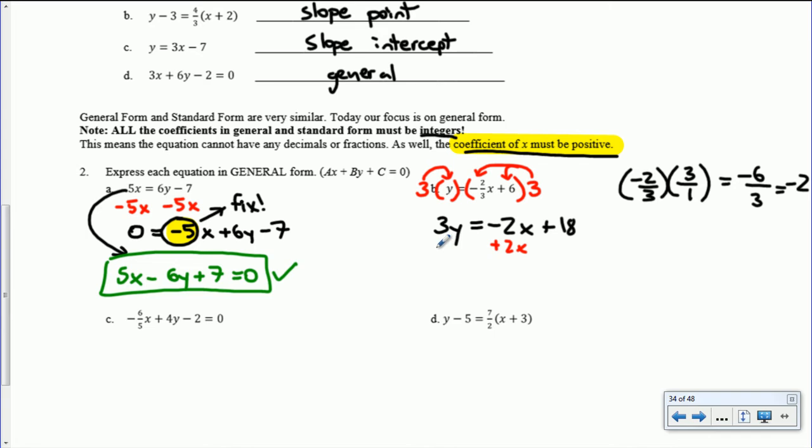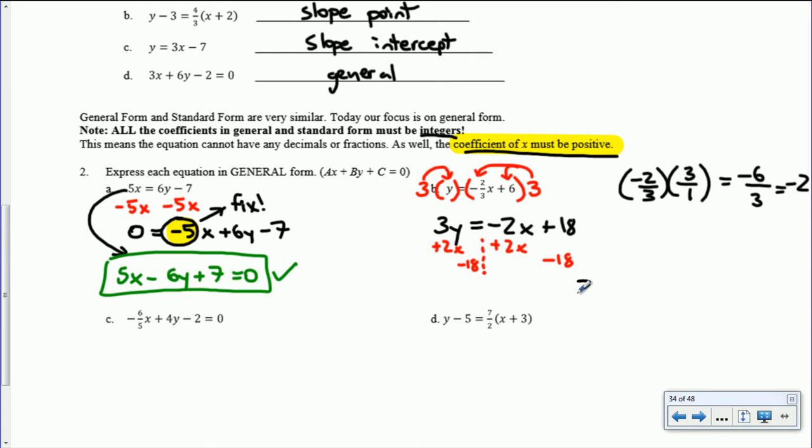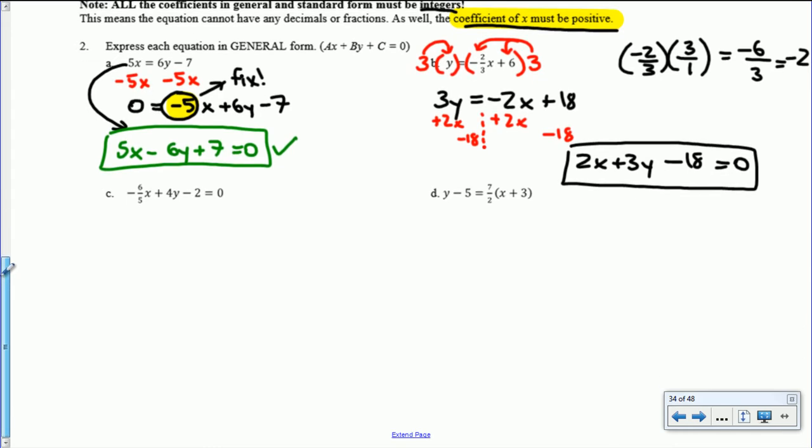So add 2x, and I also need to add 18. Nope, fix that. Subtract 18. So I'm doing that with both sides. So that will give me ultimately 2x plus 3y minus 18 equals 0. Right? So, yeah. Okay, moving on.